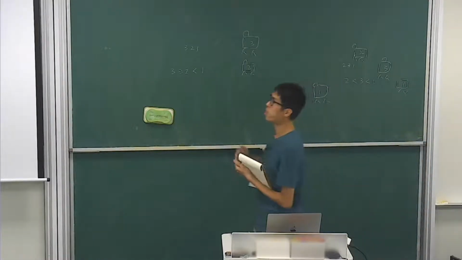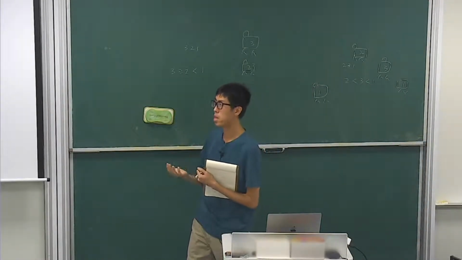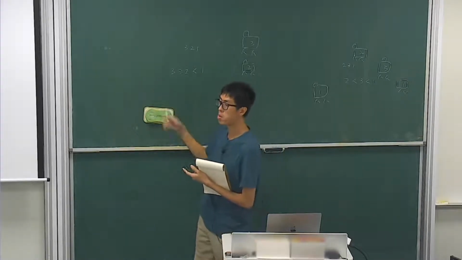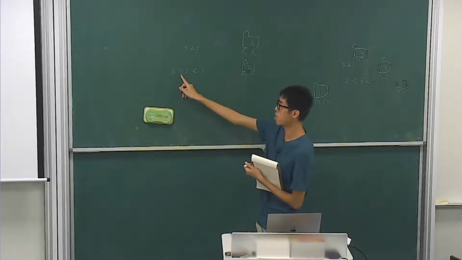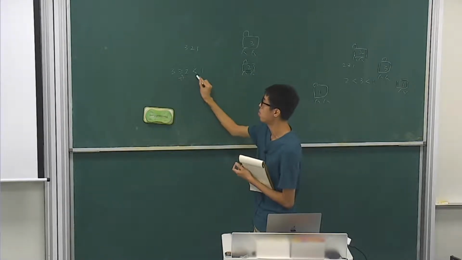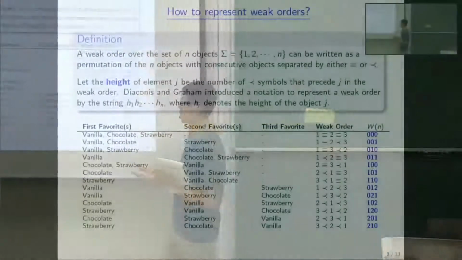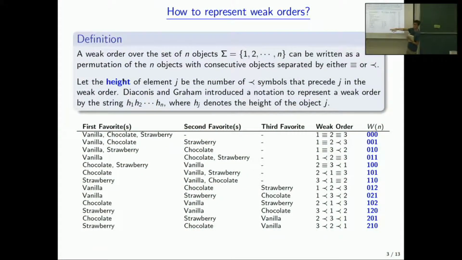Formally, a weak order can be represented as a combination of the numbers with the symbols in between, like this one or this one. You can see that all the possibilities are basically around here. For example, this one means 1, 2, and 3 are all tied.